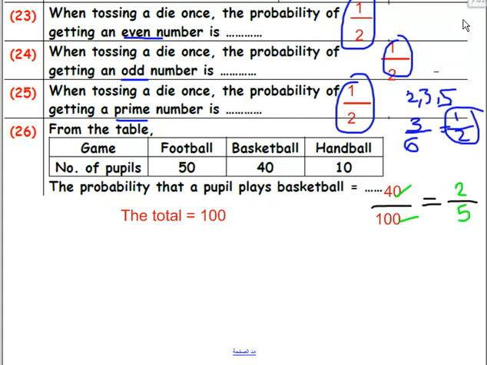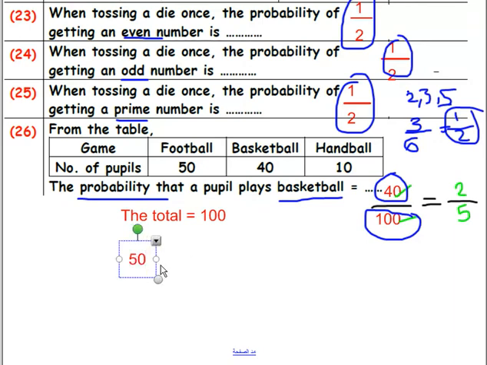What is the probability? Yes, the probability of basketball: the number he wants up and the total down. What is the total? The total is 50 plus 40 plus 10, which equals 100. Okay, this is the total. Number he wants up, total down.